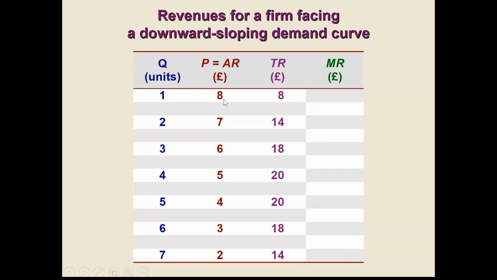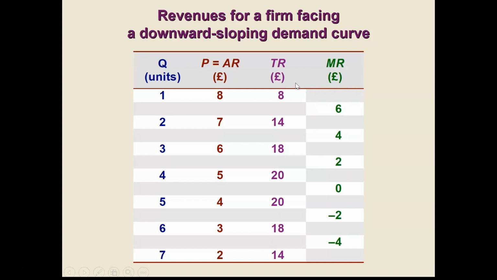1 unit at £8 each, total revenue is equal to 8. 2 units at £7 each, £14 in total. When we sell 3 units at £6 each, it will be £18 in total, and so on. So this is our total revenue shown by the purple figures. And now we need to calculate marginal revenue, which is shown in green.